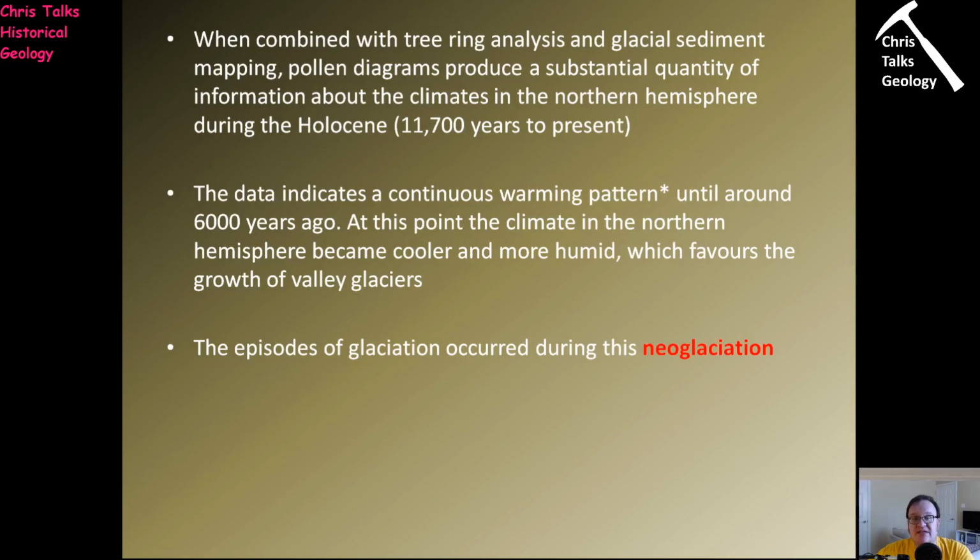So at this point, we begin to see the climate of the northern hemisphere especially become cooler and more humid. And that's going to favour the growth of glaciers, especially valley glaciers, so mountainous areas. Now obviously since then, we've seen the temperature pop back up very, very recently. So the episodes of glaciation occurred during this neoglaciation. Okay, this is the start of the glacial period.